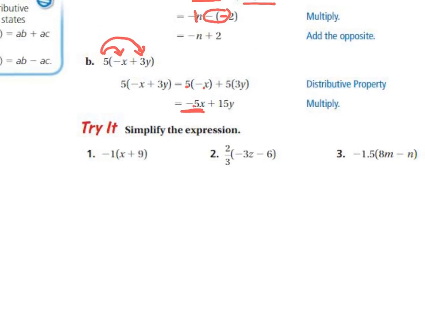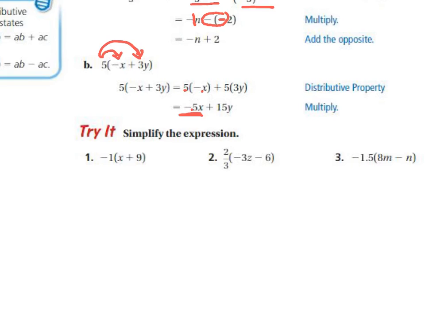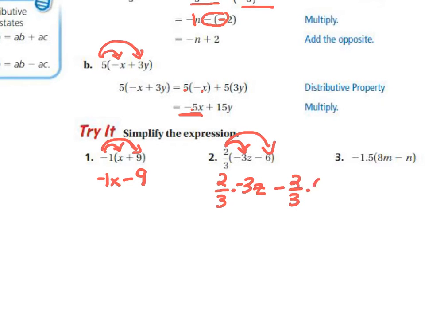So let's do these 3 together. So negative 1 times x, negative 1x, negative 1 times 9, a negative times a positive is a negative, so it's minus 9. 2/3 times negative 3. Now you might be great with fractions and you might need a review. So 2/3 times negative 3z, and then 2/3 times negative 6. So I'll keep minus here, and 2/3 times 6.